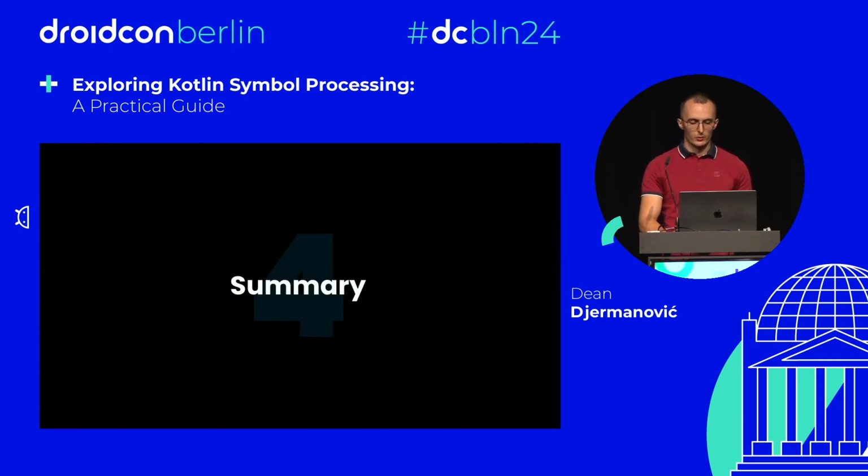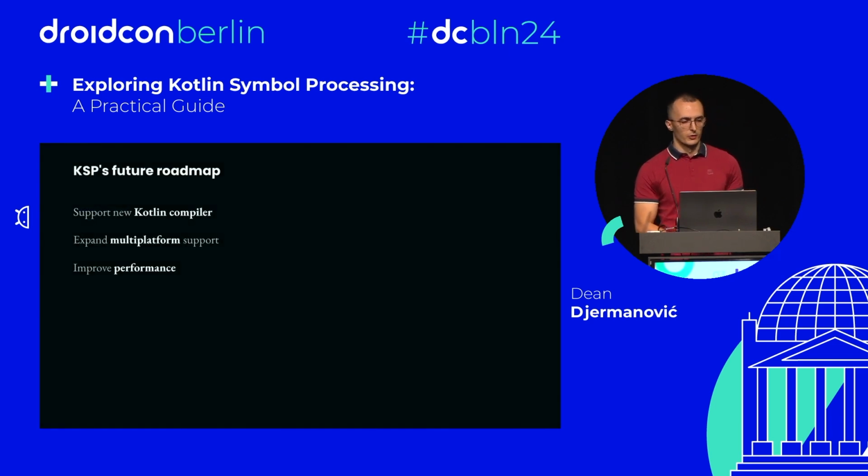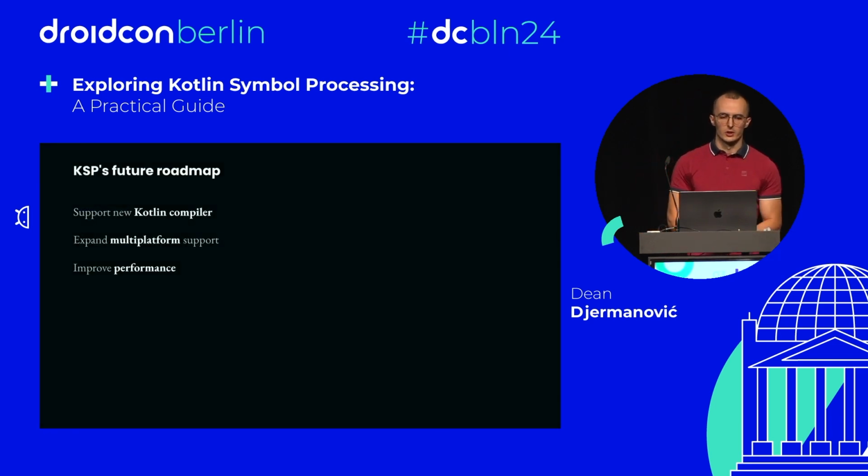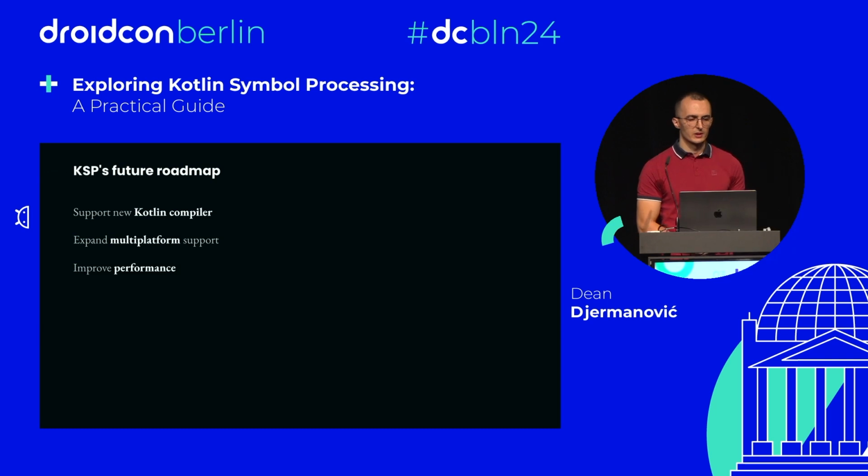And with this, we've come to an end. So to recap, we are briefly going to look into what are the future plans of KSP, and we are going to go through key takeaways of this presentation. So future plans of KSP focus on three main areas. First one is to support new Kotlin compiler.